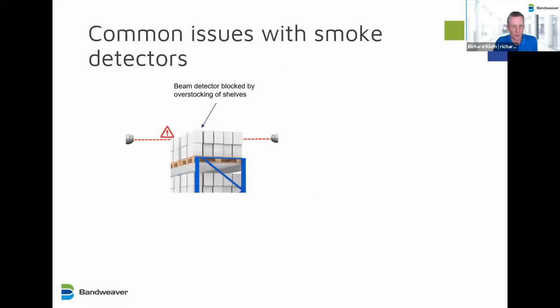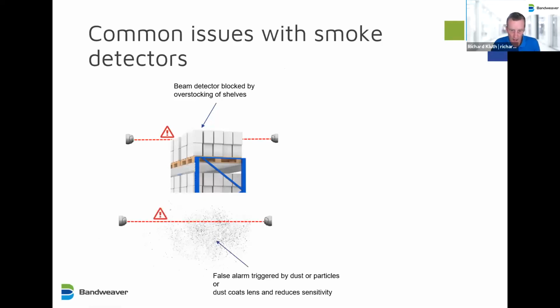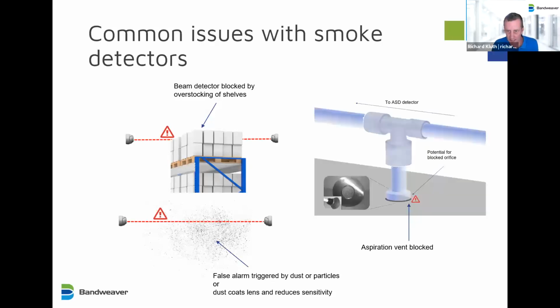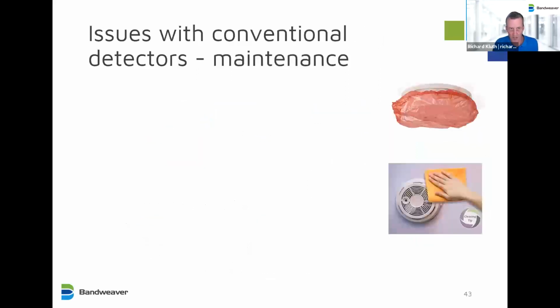With the optical beam detectors, they often physically get blocked. This can be overstacking of shelves in a warehouse scenario. It can be by dust particles, which can either cause false alarms, or the dust can coat the lens and reduce sensitivity. Or in the case of aspirating detectors, again, false alarms or aspiration vents blocked. The fiber optic has no apertures, no moving parts, so it's not affected by any of these factors.